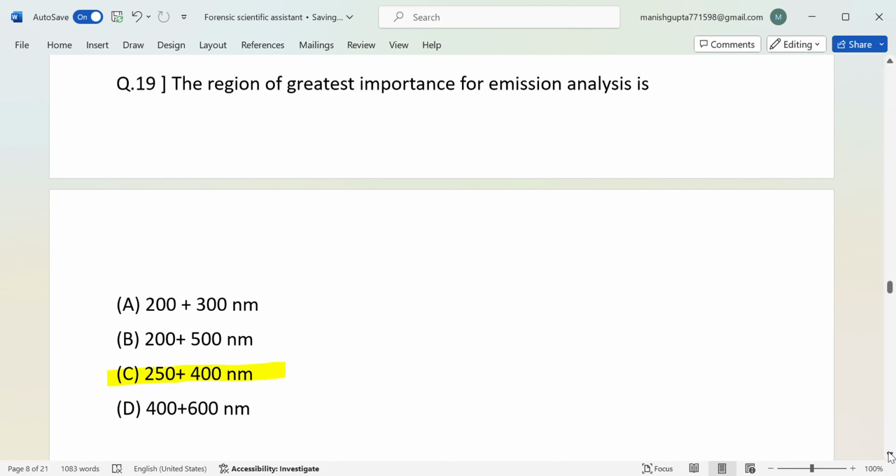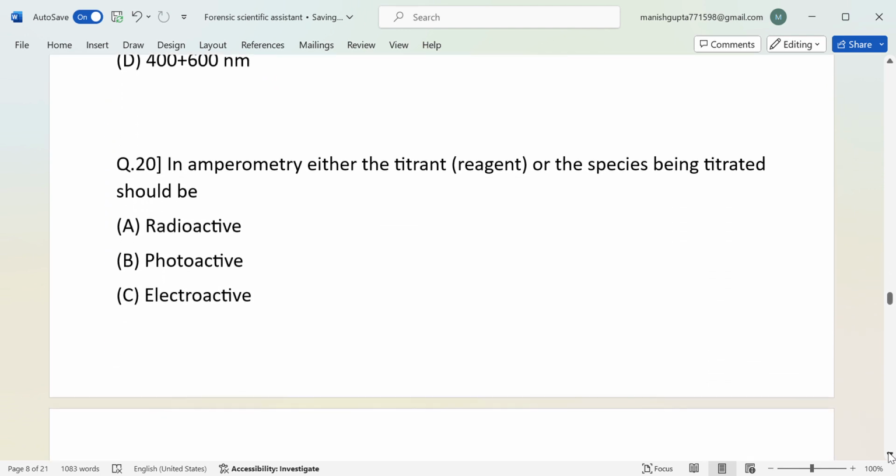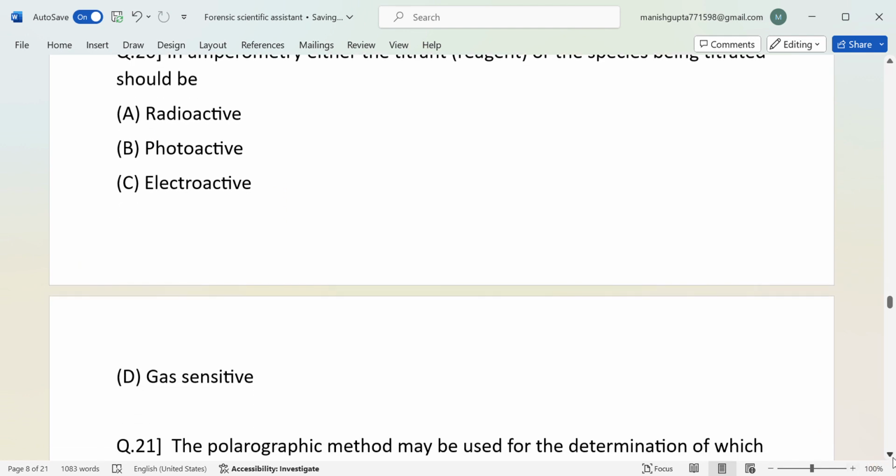Now we are going to see question number 20. In amperometry, either the titrant or a reagent or the species being titrated should be: option number A, radioactive; option B, photoactive; option C, electroactive; and option D, gas sensing. The option C is correct, electroactive.